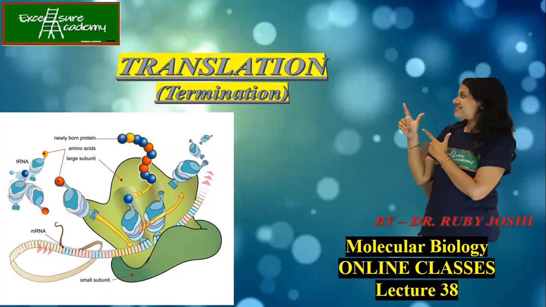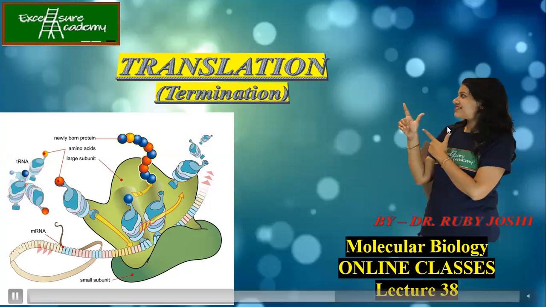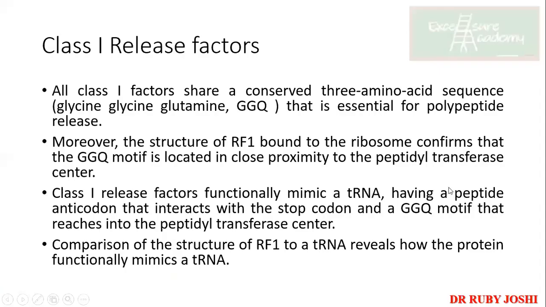So in the previous lecture, we have discussed what the release factors are and how the termination of translation will occur, right? Proceeding with that, we are going to discuss in more detail about the termination, like how exactly these release factors, class 1 release factors and class 2 release factors, are helping in carrying out the termination. Okay. So let's talk first about the class 1 release factor.